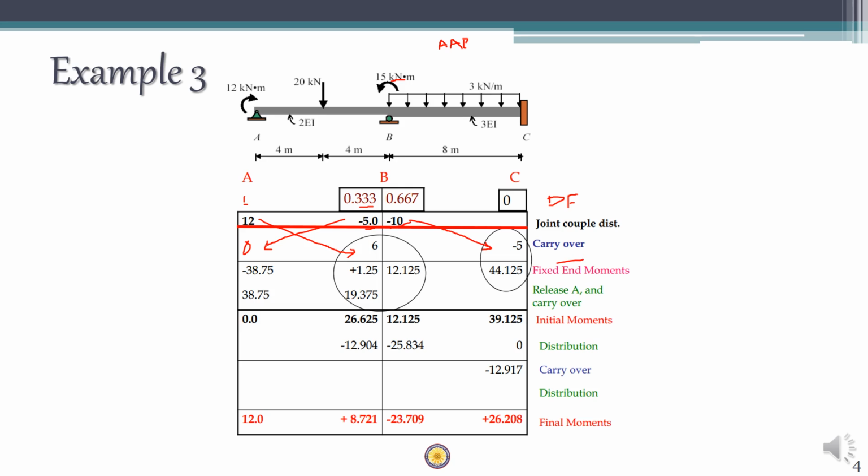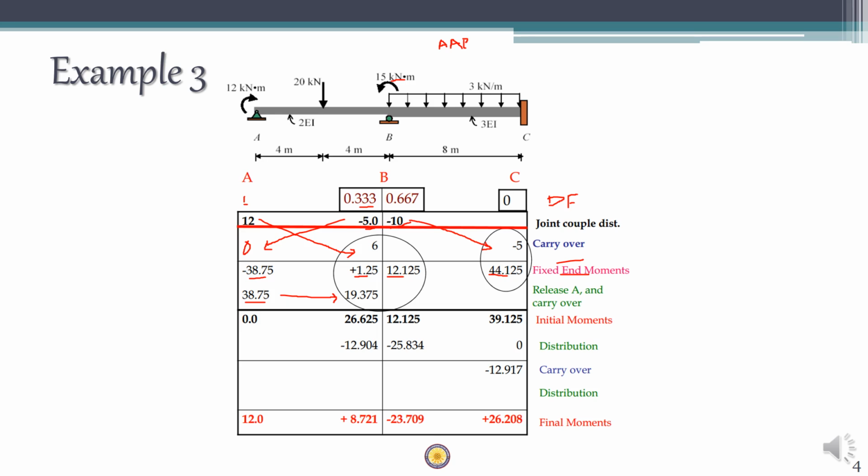The next step is you have to write down all the fixed moments you have found out with the proper sign convention. So once we do that, that step is over. Next step is you have to release the simple end. So at the simple end there was a fixed moment of minus 38.75. In order to release that, we apply a plus 38.75 at A, and since the far end B is an internal joint which is treated as a fixed support, half of 38.75 is carried over and given at B. So 19.375 is given at B.